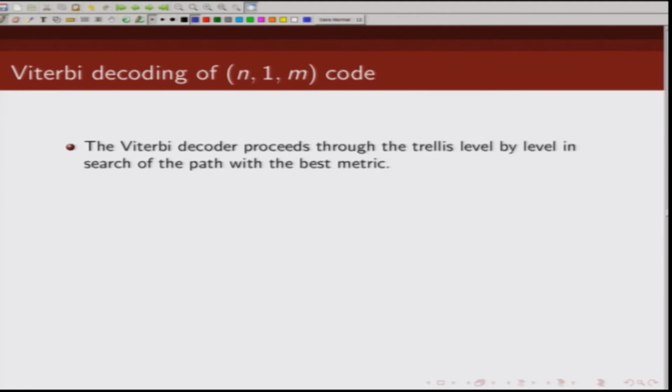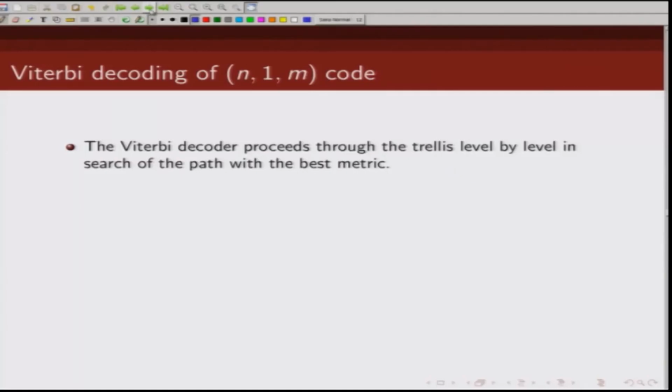So, how does the Viterbi decoder work? It proceeds through the trellis one time instance at a time in search of the best partial path metric up to that particular time instance. You start with time t equal to 1, and at that time instance you compute the best path metric at each of the nodes, at each of these states. You repeat this for the next time instance: you do the same thing and find the best path metric for that particular state at that particular time.